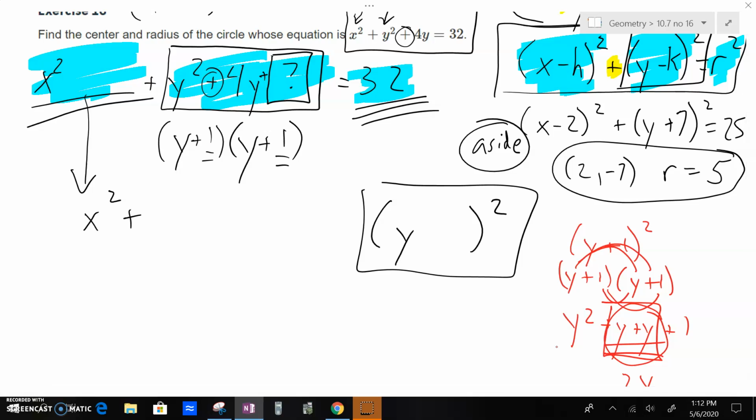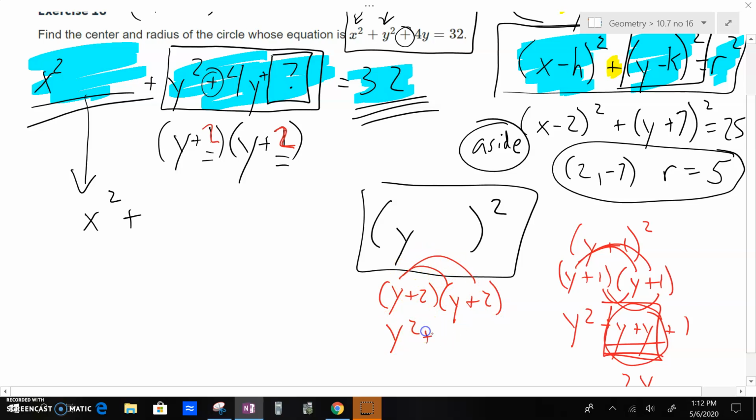The way you get that is instead of a 1, we're going to make that a 2. And then in this case, when we FOIL it, if I have y plus 2 times y plus 2, I'm going to arc it out. I get y squared from the first arc. I get a 2y. I get another 2y. And then I get a 2 times 2, which is 4. There, 2 plus 2 gets me the 4 in the middle.